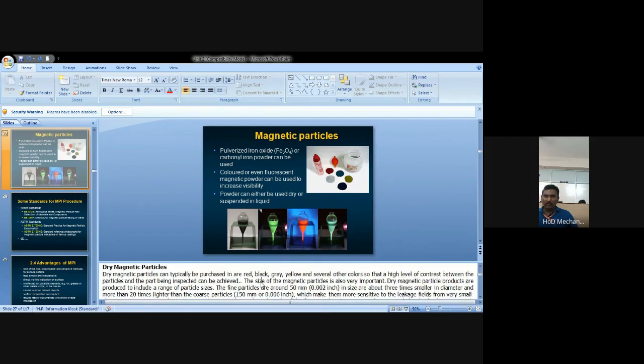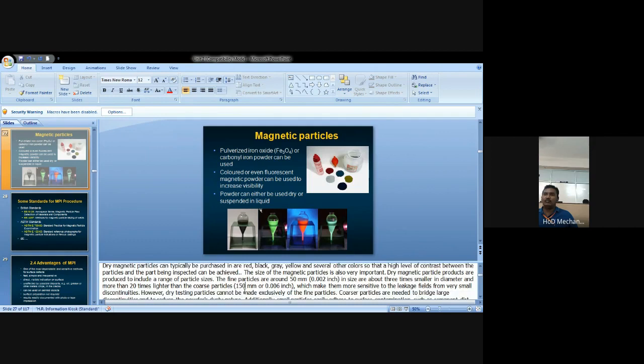Dry magnetic particles can typically be purchased in red, black, gray or yellow color. The fine particles are around 50 micrometers in size and smaller in diameter, and more than 20 times lighter than the coarse particles. The coarse particles are around 150 micrometers.